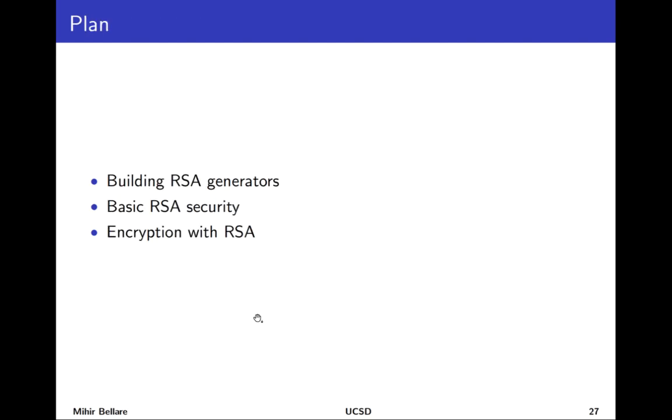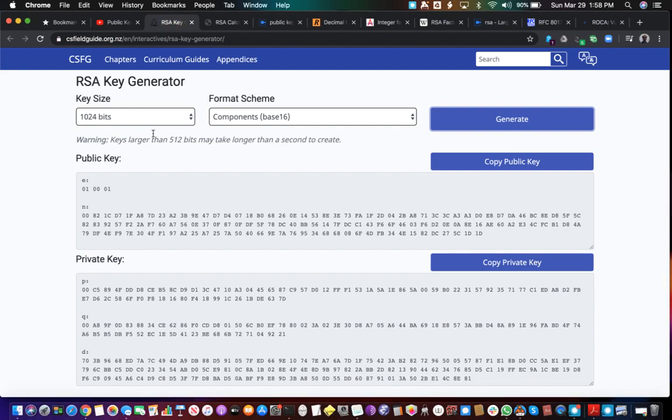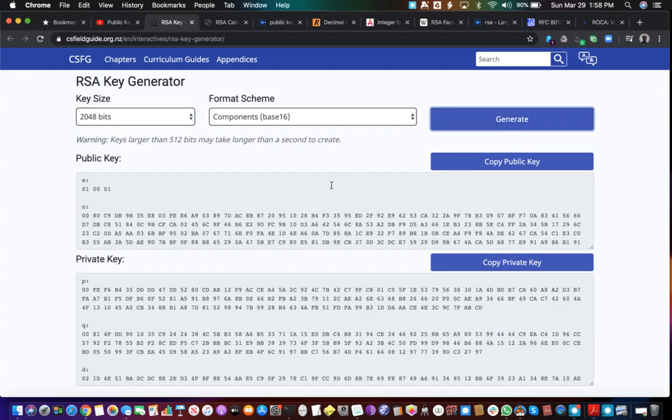We can look at how this plays out in various places. You can go on the internet and build RSA keys. That means that somewhere underlying this, a generator is being run and it's producing these keys. For example, if I wanted a 2048-bit key, I can click generate and it will give me keys. And I can copy these keys and then put them into my system or my web page and start using them.